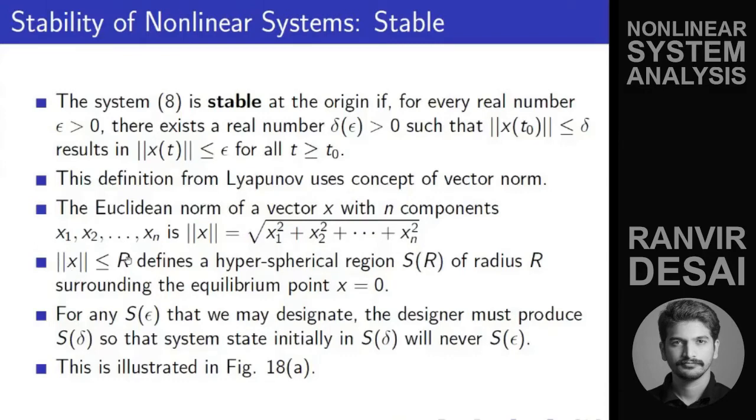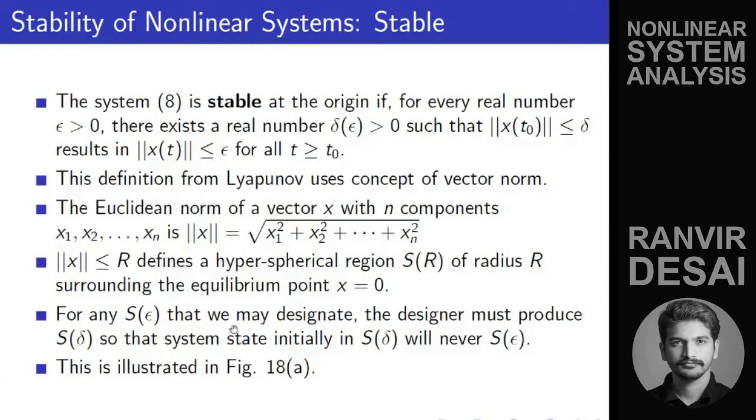So norm of x less than r determines a spherical region. If it is nth order, then it is an nth order sphere. We know that in a second order plane, it is a circle. In third order space, it is a sphere. In fourth order, we don't know what the shape is, so that shape is called a hypersphere. You don't need to worry about that. We are going to consider only second order systems, so it is going to be a circle.